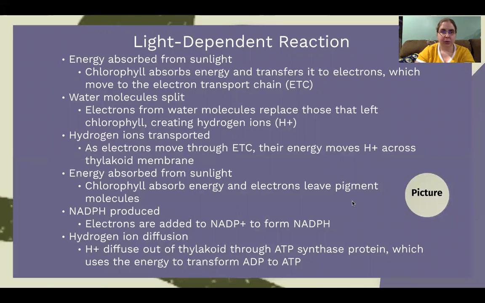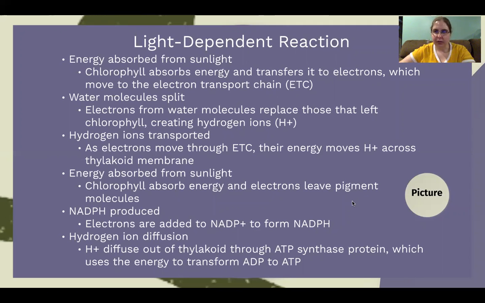So energy is absorbed from the sunlight. Chlorophyll absorbs the energy. Remember, the chlorophyll is in the thylakoids, and it absorbs the energy and transfers that energy from the light to electrons. The electrons are going to start moving through what's called the electron transport chain. This is a series of proteins that are going to move the electrons from one to the other.